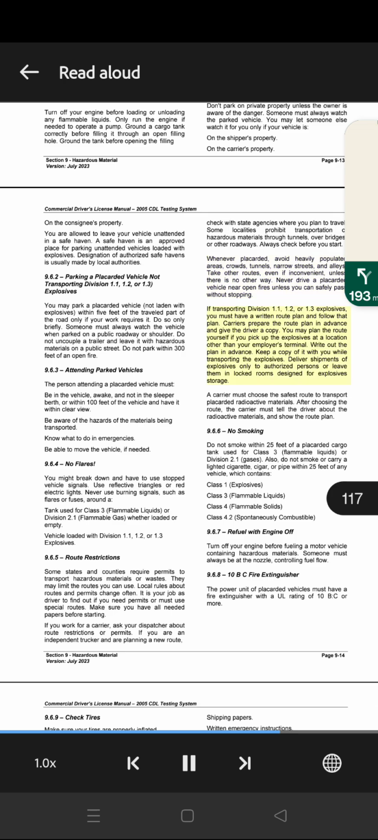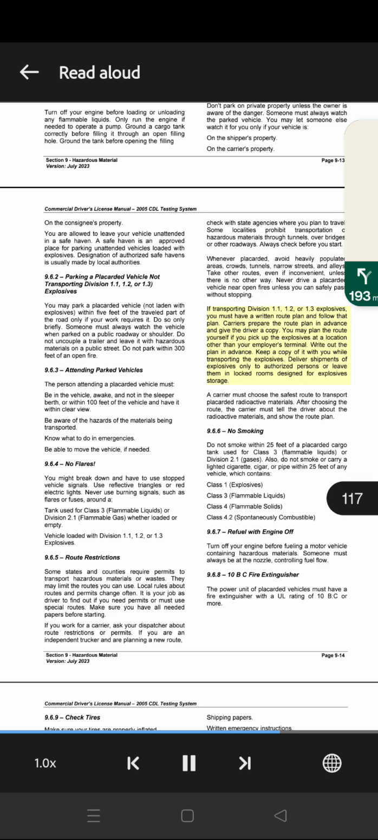If transporting Division 1.1, 1.2, or 1.3 explosives, you must have a written route plan and follow that plan. Carriers prepare the route plan in advance and give the driver a copy. You may plan the route yourself if you pick up the explosives at a location other than your employer's terminal. Write out the plan in advance. Keep a copy of it with you while transporting the explosives.